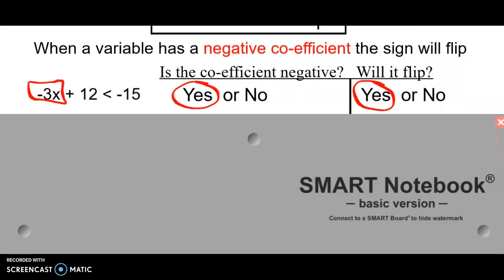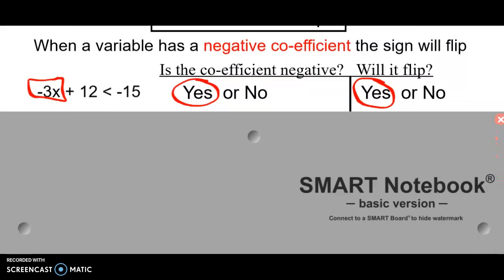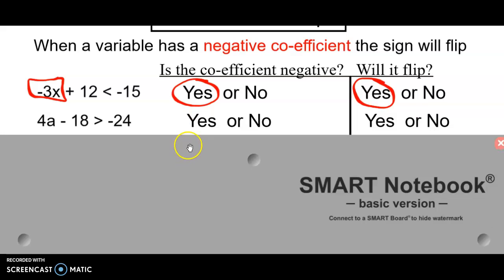I want you to take the next one. You're going to answer the same question. As I reveal each question, I want you to stop the video, write your answer down, and then we're going to go over each one. All right, get ready. 4a minus 18 is greater than negative 24. Is the coefficient negative? Will it flip?